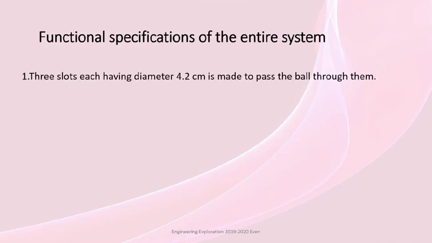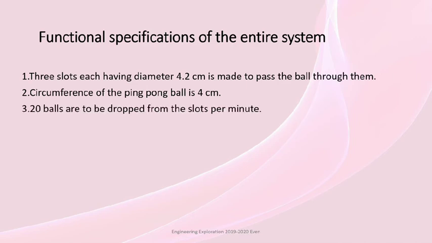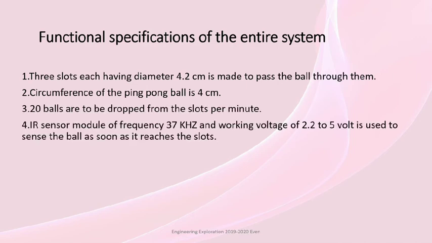Now let me move to the function specification of the entire system. First one, 3 slots each having diameter 4.2 cm are made to pass the ball through them. Circumference of the ping pong ball which we are taking is 4 cm. 20 balls are to be dropped from the slots per minute. And an IR sensor of frequency 37 kHz and working voltage of 2.225 volt is used to sense the ball as soon as it reaches the slots.